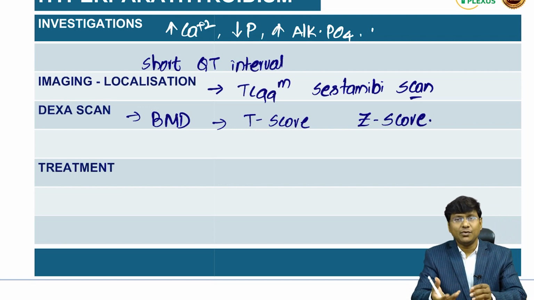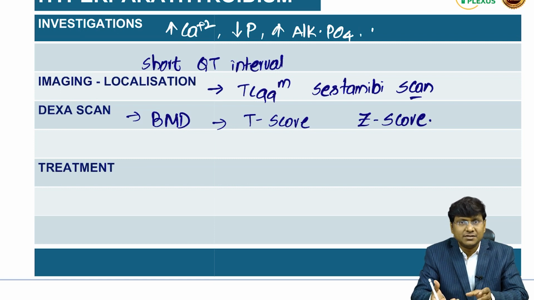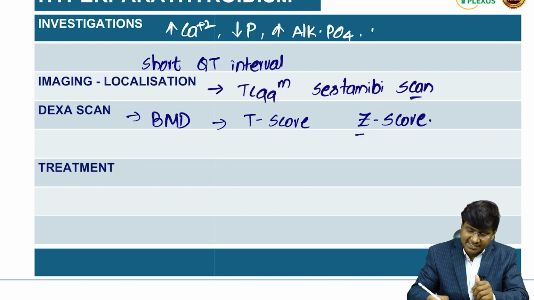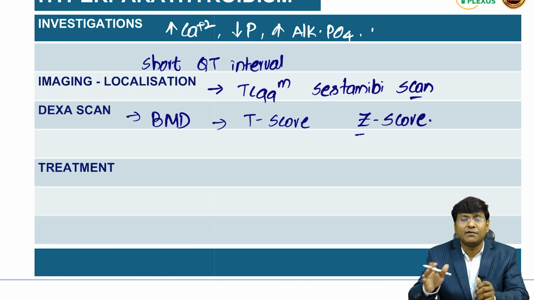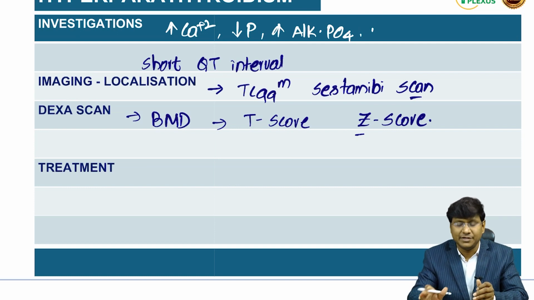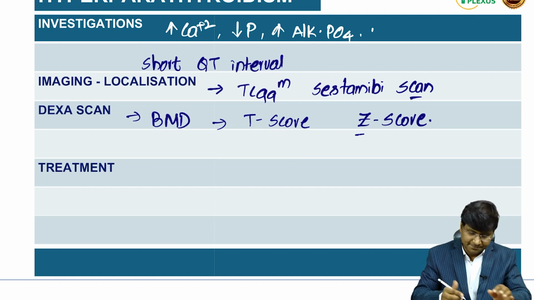So the T score is where we compare the bone mineral density of the patient to that of a 30-year-old healthy individual. Whereas in the Z score, we compare the bone mineral density of the patient with that of a healthy individual of the same age group. That will be the Z score.